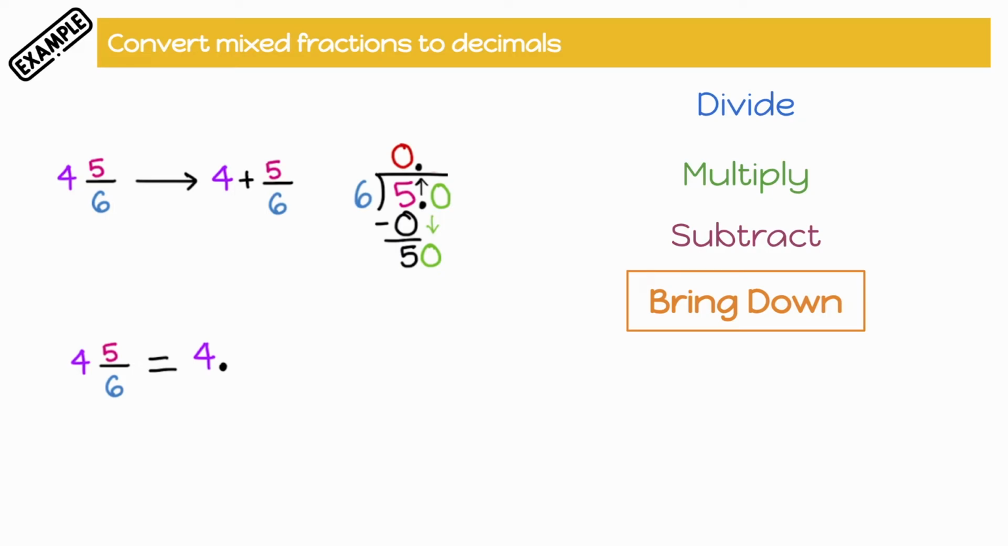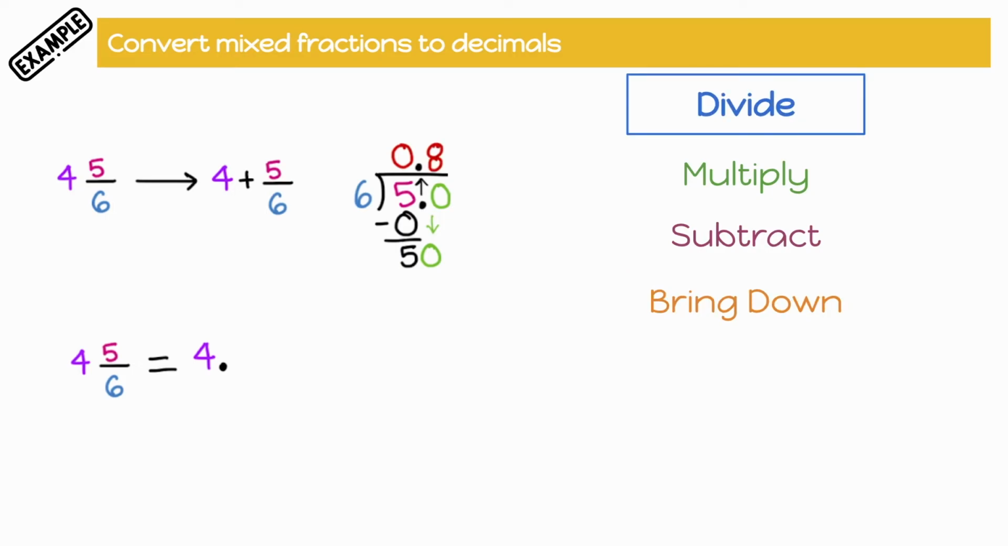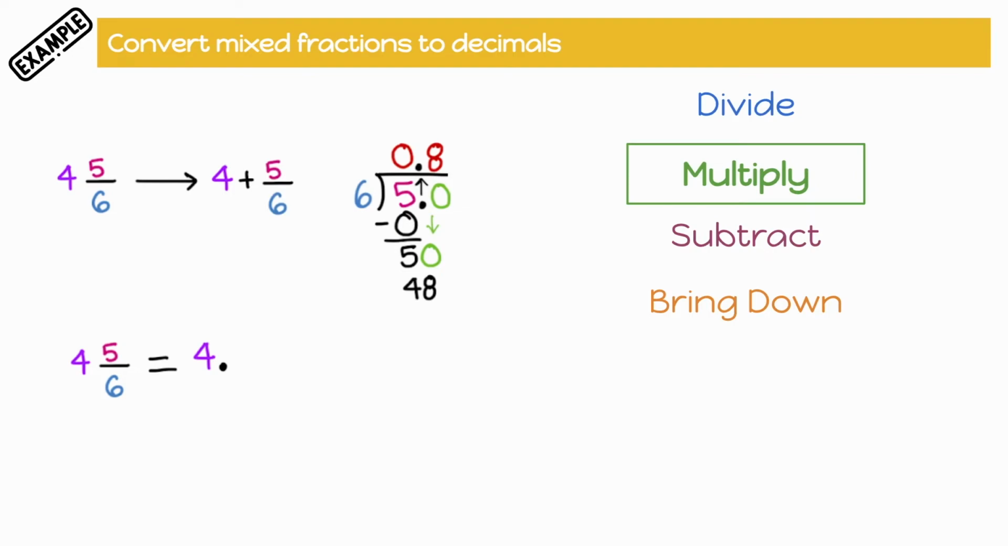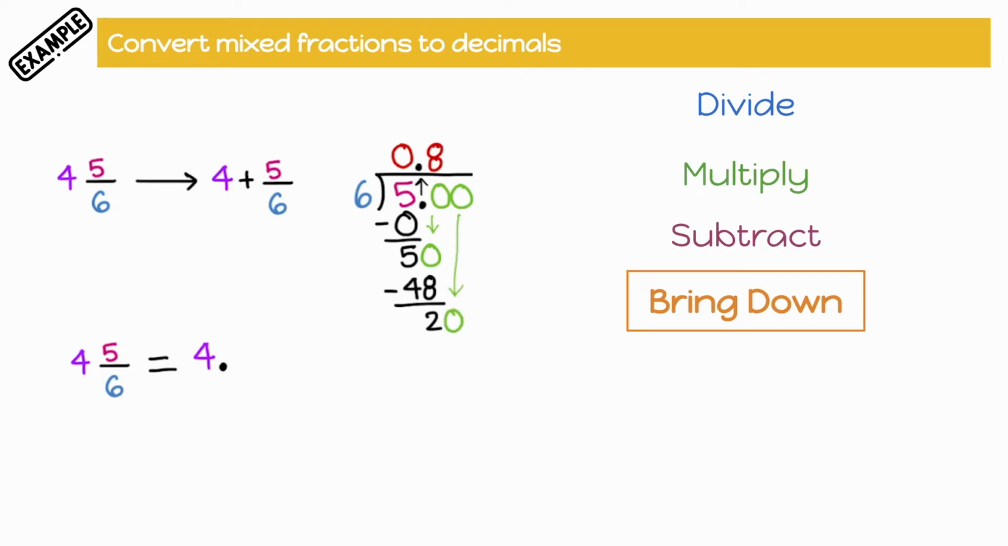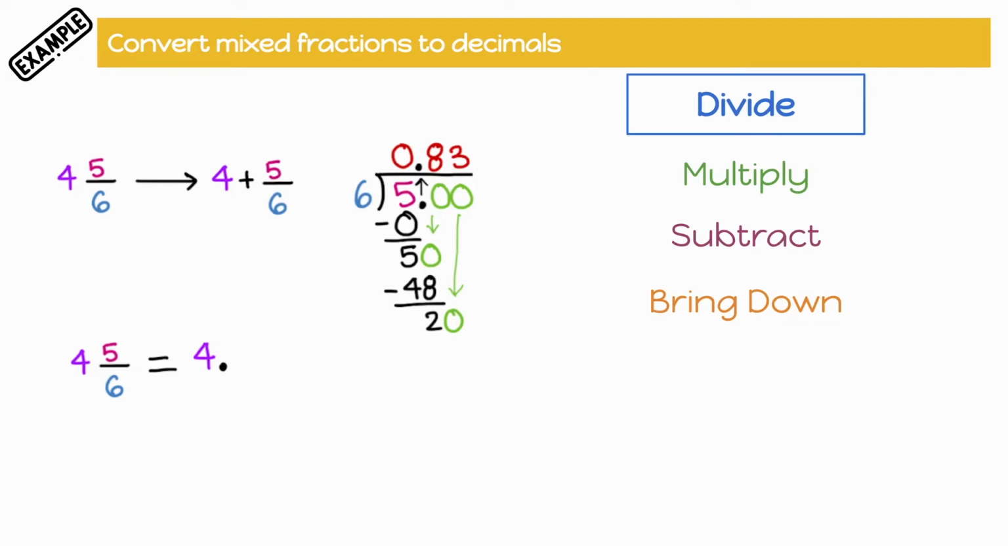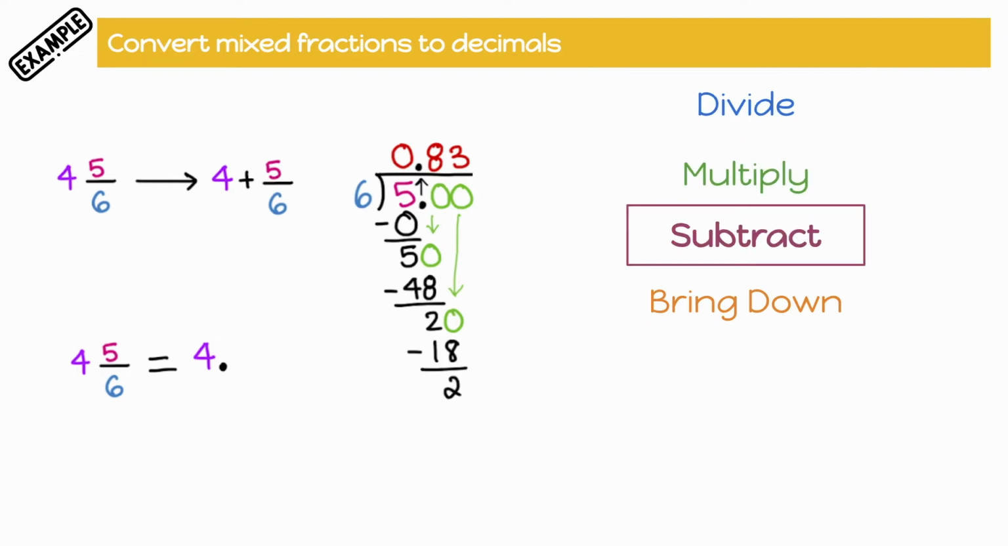How many times does 6 fit into 50? 8 times. Then we're going to multiply 6 times 8, which is 48. Then we're going to subtract, which we get 2. And then we're going to bring down again. Now we're going to go back to division. How many times does 6 fit into 20? 3 times. 6 times 3 gives us 18. We're going to subtract, and we get 2 again.